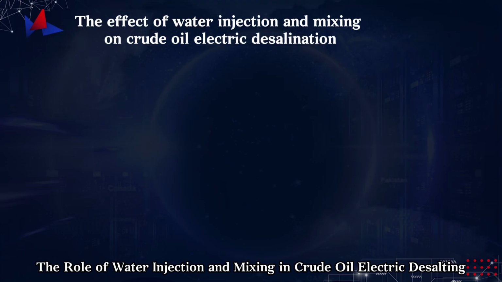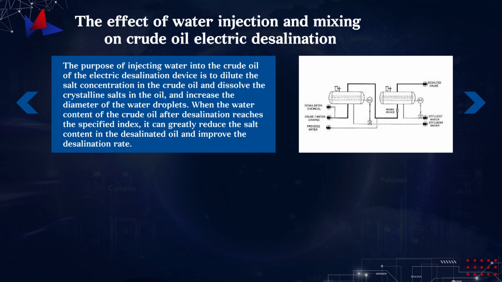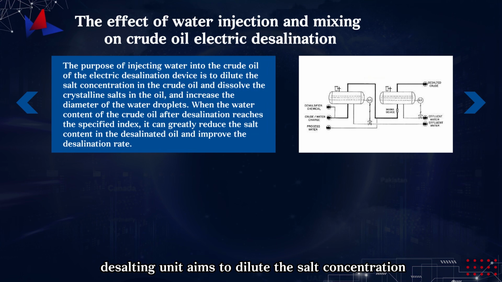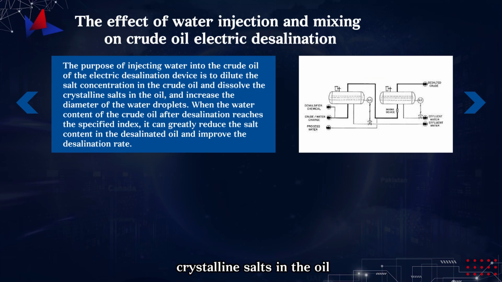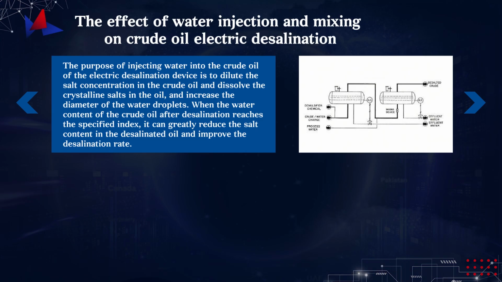3. The role of water injection and mixing in crude oil electric desalting. Injecting water into the crude oil entering the electric desalting unit aims to dilute the salt concentration in the inherent water of the crude and dissolve crystalline salts in the oil, while also increasing the water droplet diameter. When the water content of the desalted crude meets the specified index, this can greatly reduce the salt content in the treated oil and improve the desalting efficiency.